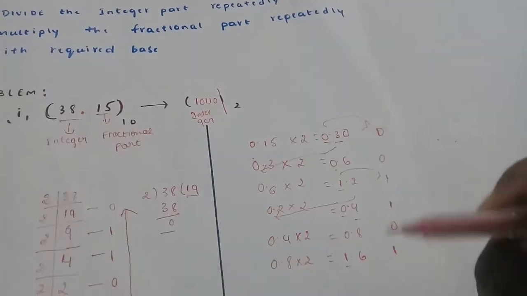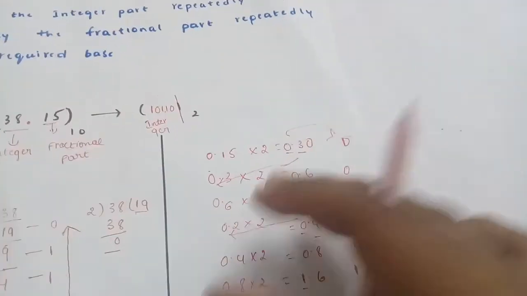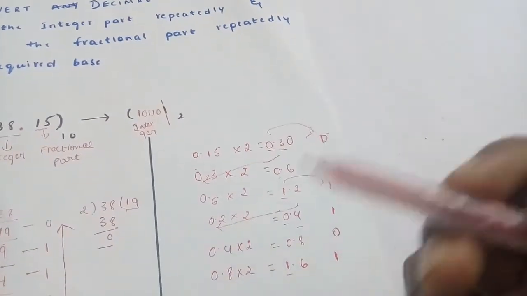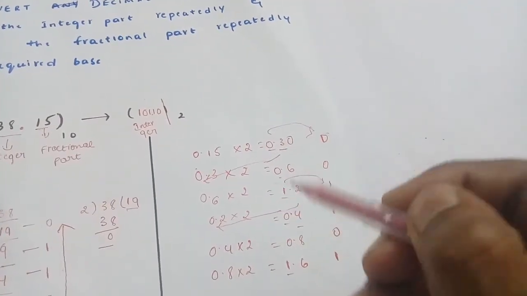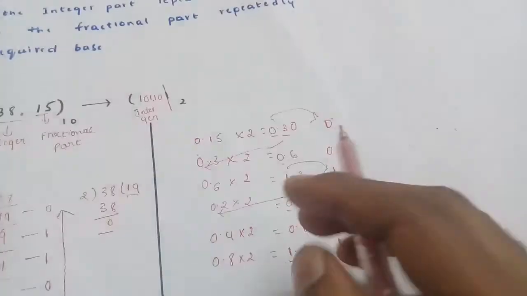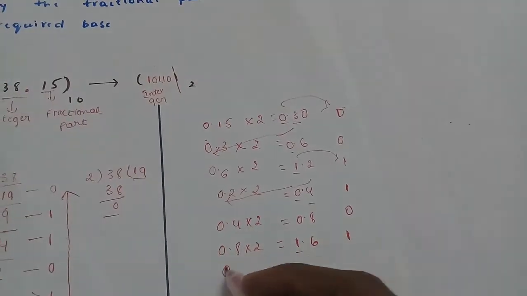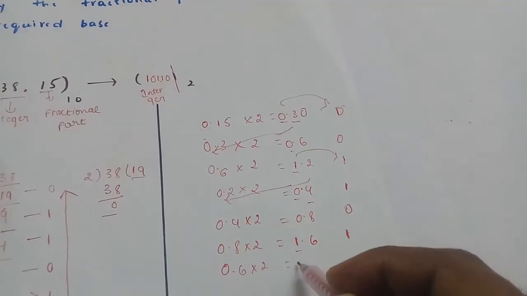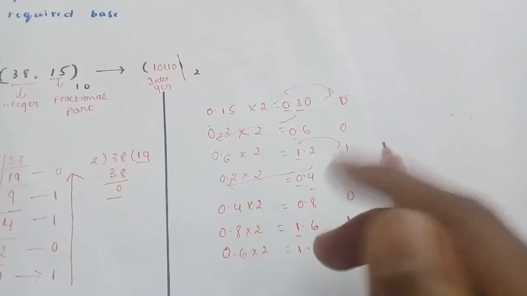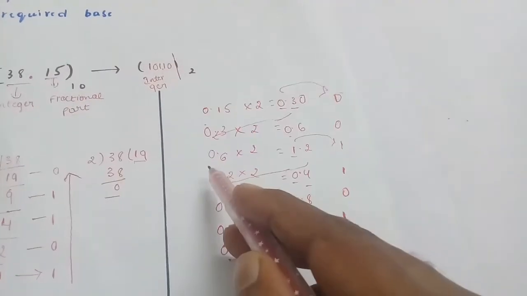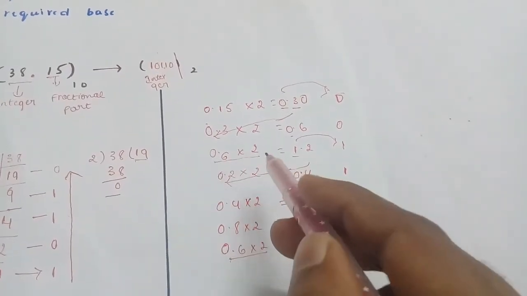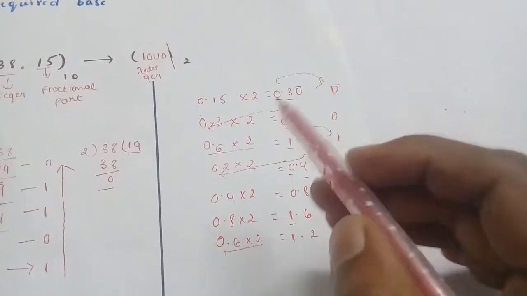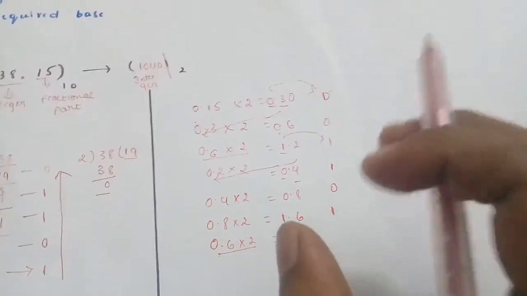How long should we continue the multiplication? We multiplied up to 6 steps. When to stop this multiplication? We stop when the multiplication 0.6 into 2 equal to 1.2 is repeated. We did the multiplication of 0.6 into 2 earlier, and it is repeated again. When the multiplication is repeated, we have to stop.